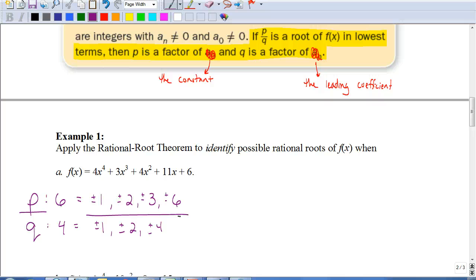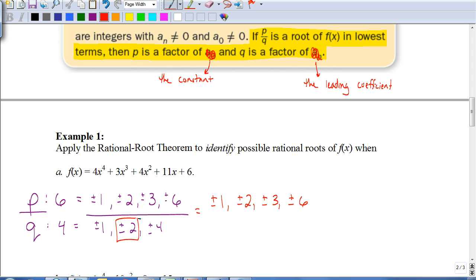So what we're going to do is set up all the possible fractions that I could get with these as my numerators and these three numbers as my denominators. So I'm going to start out with just focusing in on the 1 in my denominator. So I'd have 1 over 1, 2 over 1, 3 over 1, and 6 over 1. There'll be positive and negatives of each of those, because these are all having 1 as my denominator. So now I'm done with 1 as my denominator.